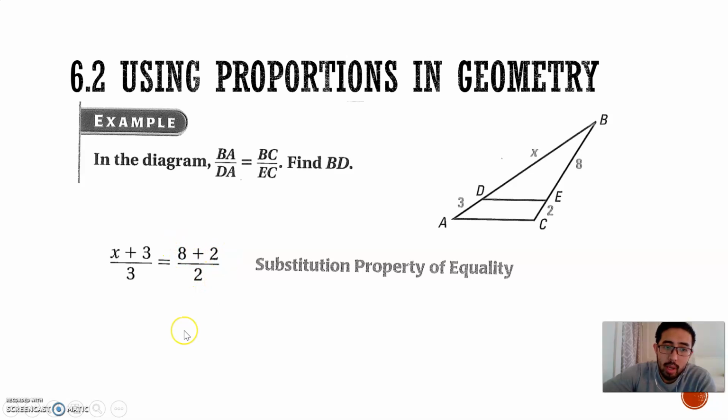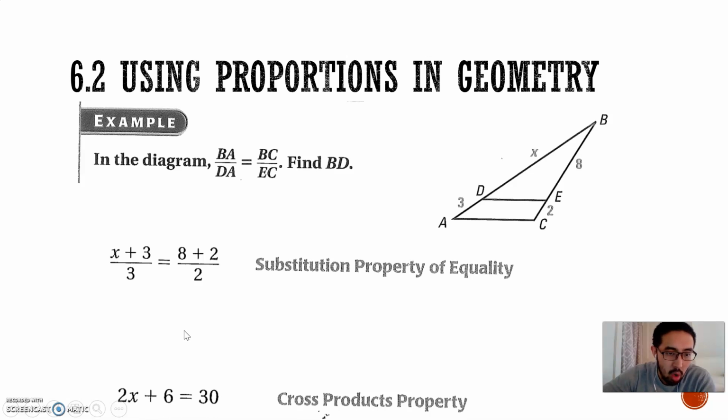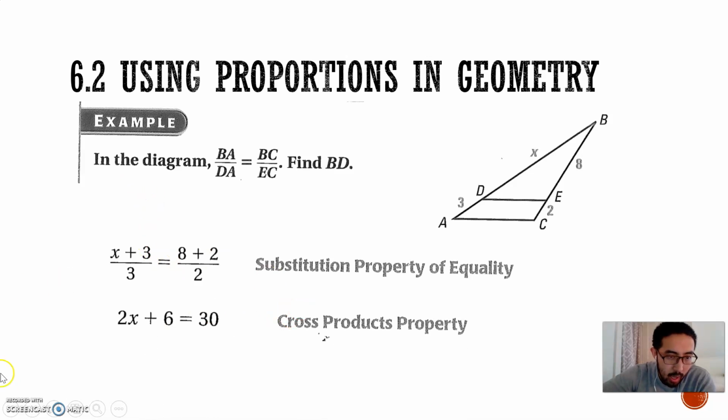When I take 8 plus 2, I get 10, and then when I cross multiply, I get 30, right? And I get 2x plus 6. And when I solve for x, I get 12. And since that's the length of BD, then I'm done. Okay?